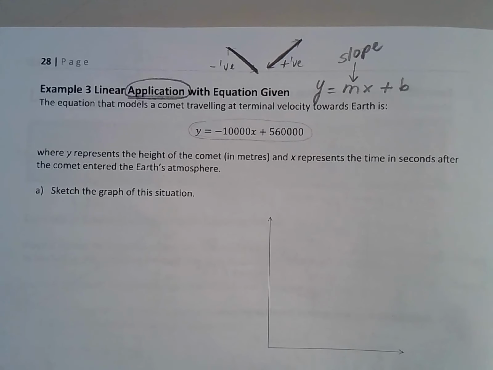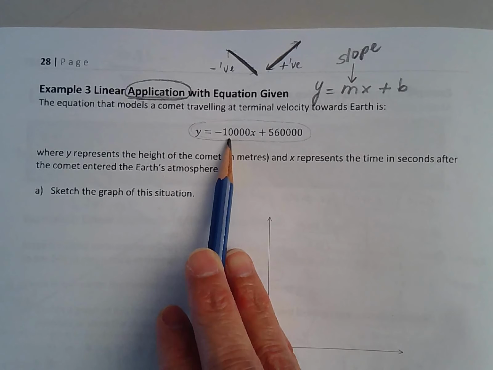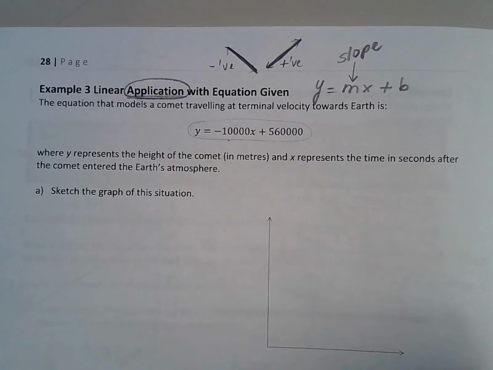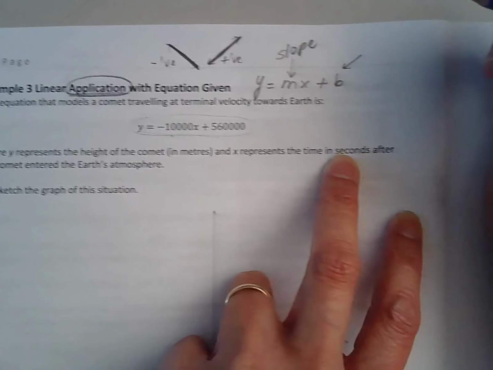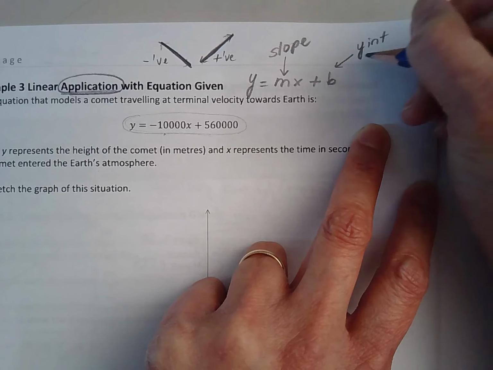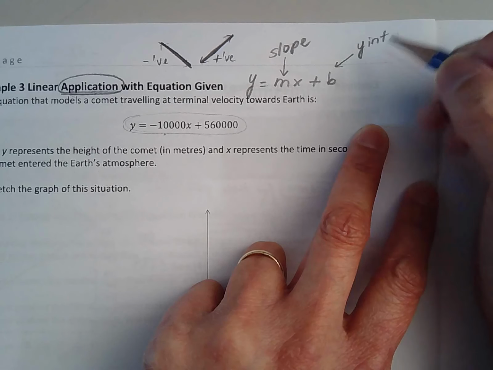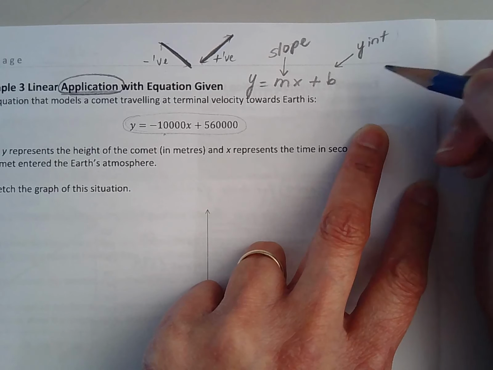Okay? So now looking at this one in here, what do you expect? It's going to decrease, it's going to go down, right? It's going to slope down. Good. What does the b represent? That tells us the y-intercept. It means where the graph or line will cross or intersect the y-axis. That's the y-intercept.